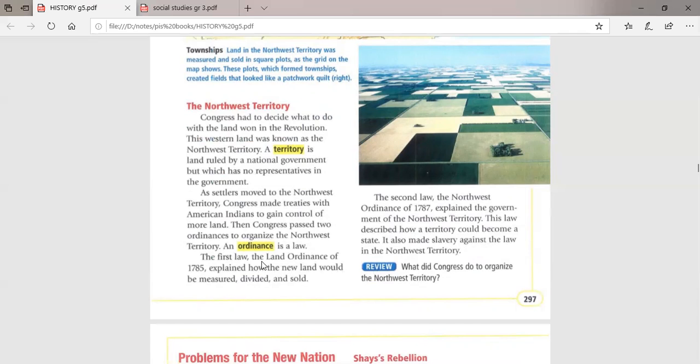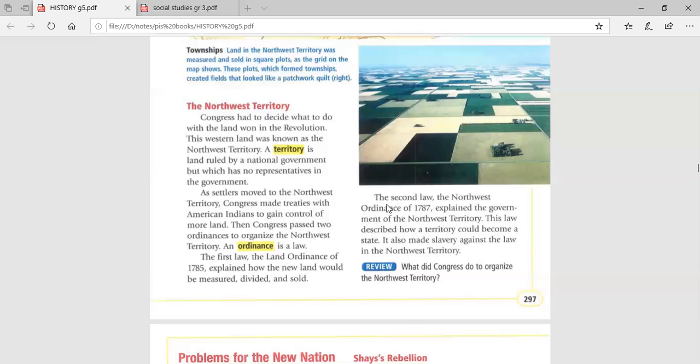The first one was called the Land Ordinance of 1785, and it explained how the new land would be measured, divided, and sold. Okay, so the new lands that the Americans got after the war, there was a law in the Articles of Confederation concerning measuring the land and dividing the lands between citizens.